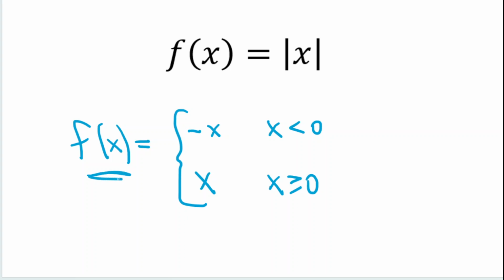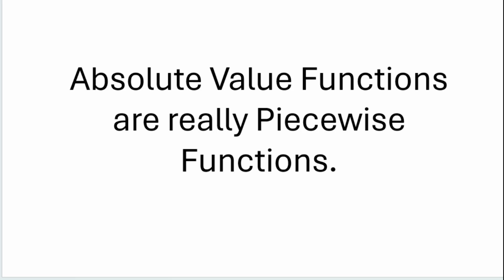Then it is a single function, and we're now separating the different rules that apply into the different parts of the domain where they apply. So in fact, absolute value functions are really piecewise functions. There are different rules. And so instead of one function rule that applies, as for other functions, there's more than one rule. So we break them into piecewise functions.